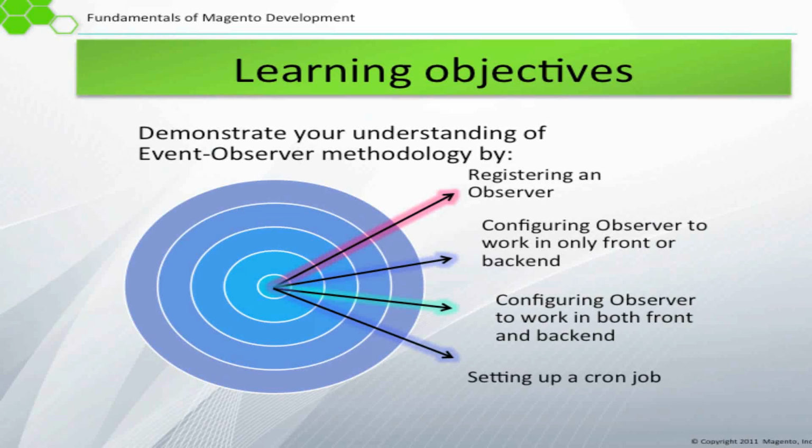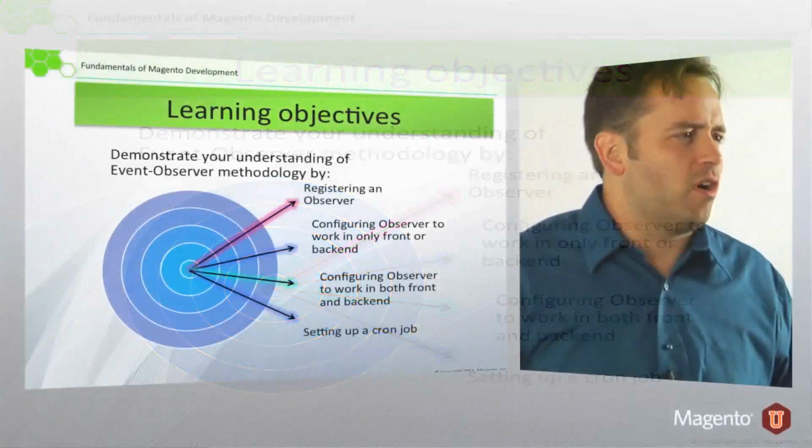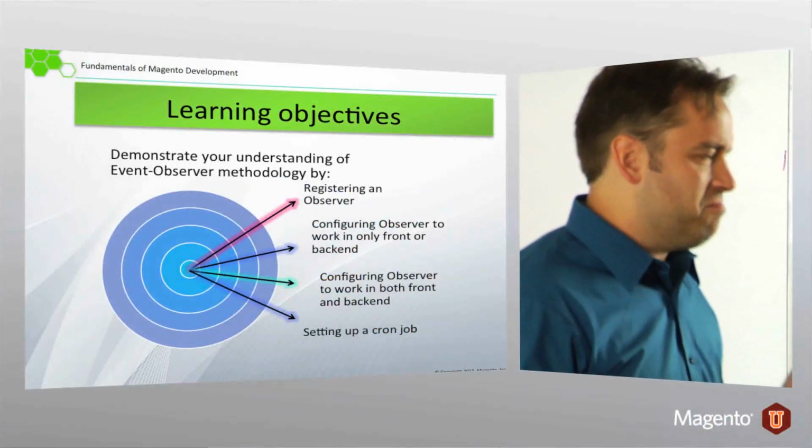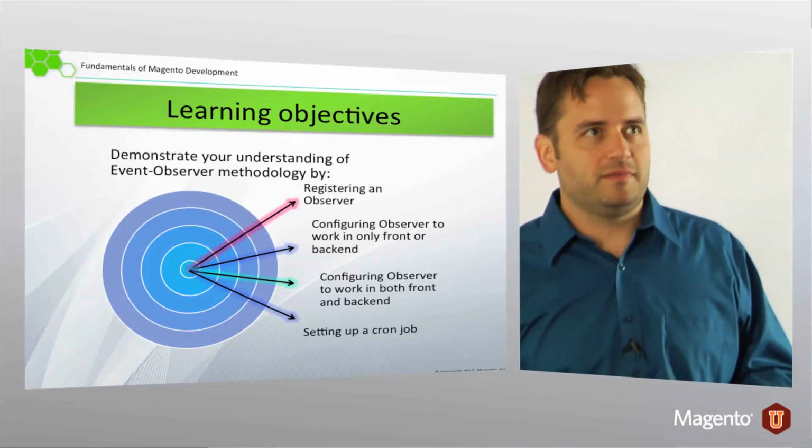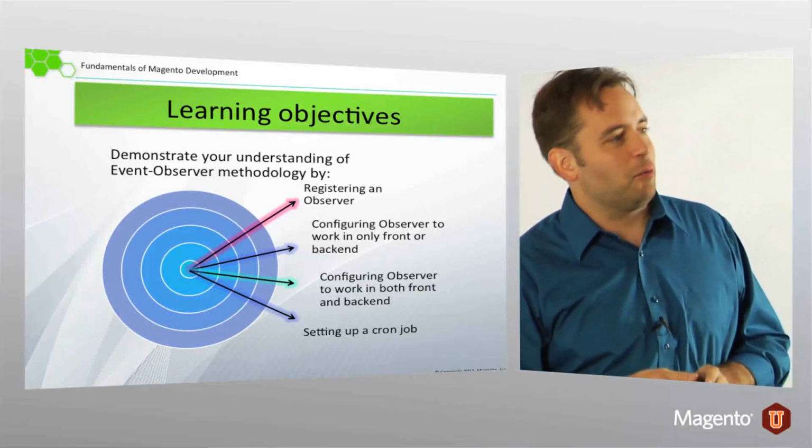So we will look at working in the context of a module, to register an observer, and we'll look at how we can get that observer to work in different areas. And we'll also look at cron job configuration simply because I don't have a spot to put it and it's not worth an entire lesson.